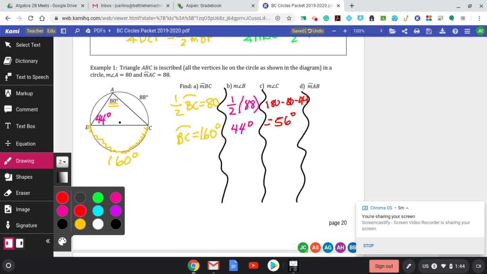Okay. And then finally, arc AB, a couple different ways we could do it. I know 2 out of the 3 arcs of a circle, so I could take 360 and subtract 88 and 160, or I could just take that 56 I just found and double it, because 56 is the inscribed angle to arc AB, so I could double it. Either way, it's going to get me to 112 degrees. All right, so working with inscribed angles and its arcs, hopefully that wasn't too bad.